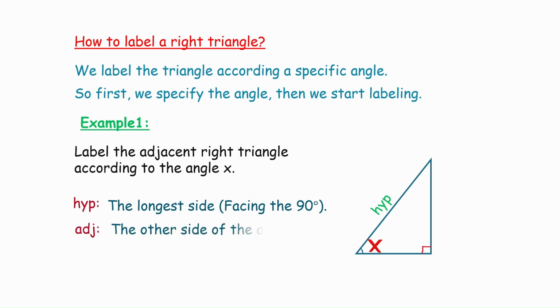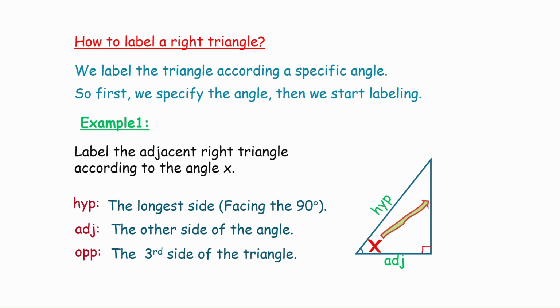Adjacent, which is the second leg of the angle x, or the other leg of the angle x. Here is the adjacent side. Opposite is the third side of the triangle, or the opposite to the angle x. So label it OP. Very good. Now let's take another example to make sure that we know how to label a right triangle.